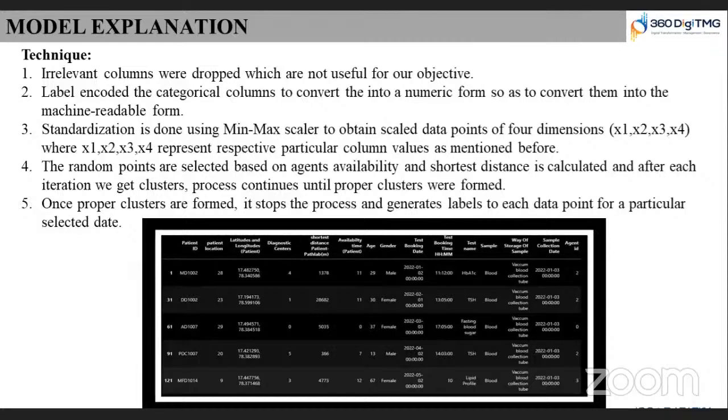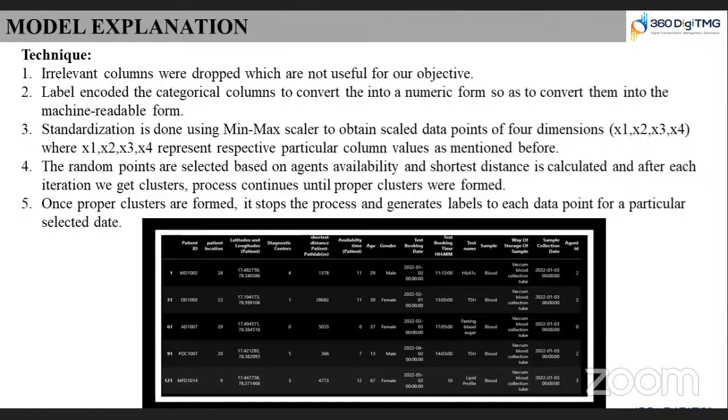Then random points are selected based on agents availability and shortest distance is calculated. And after each iteration, we get clusters. Then this process continues until proper clusters were formed. Fifth, once proper clusters are formed, it stops the process and generates labels to each data point for a particular selected date. Then the model is ready.